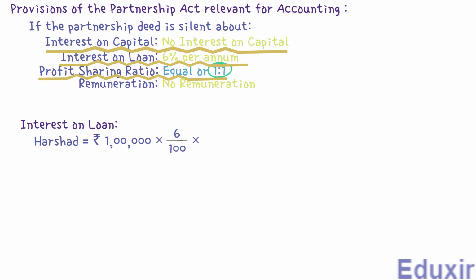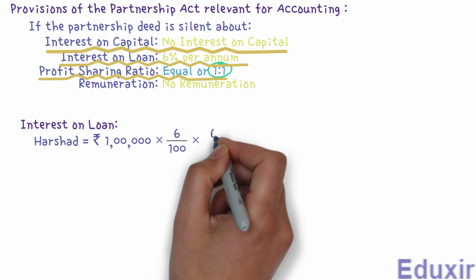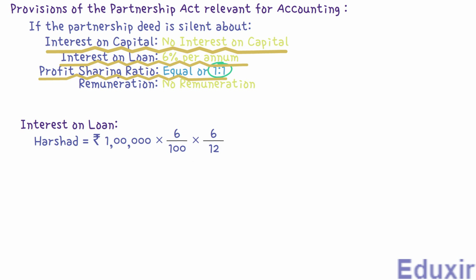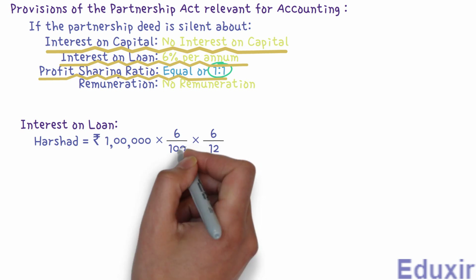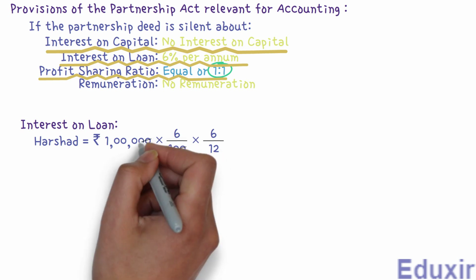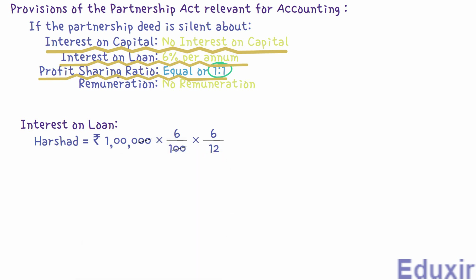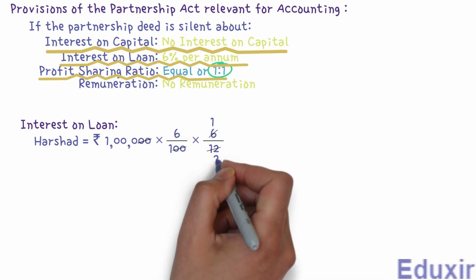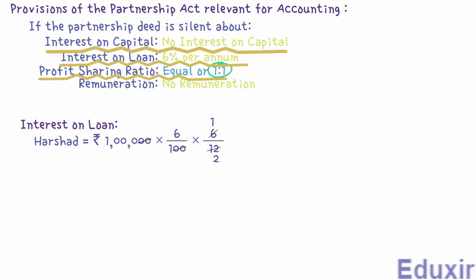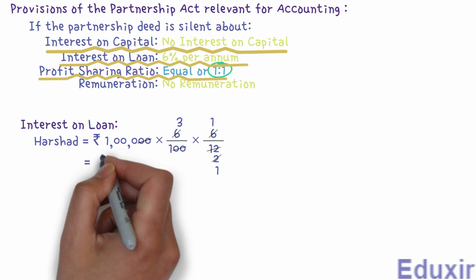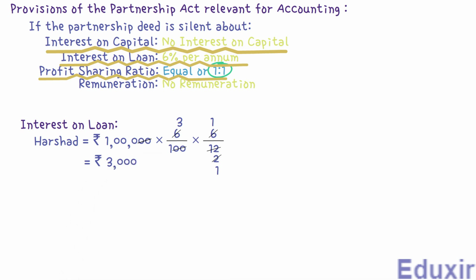So, let us multiply this yearly interest on loan with 6 upon 12. This should give us the interest on loan for 6 months. Now, let us cancel the 2 zeros in 100 for the 2 zeros in 1 lakh rupees. Now, cancelling with 6, 6 ones are, 6 twos are. Again, cancelling with 2, 2 ones are, 2 threes are. Now, if you multiply the remaining 1003, we get 3000 rupees. This is the interest on the loan given by the partner Harshad for a period of 6 months.